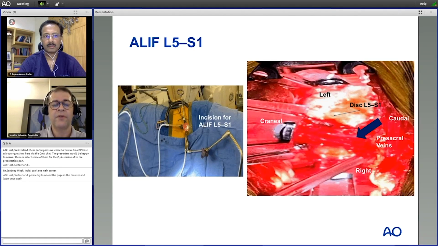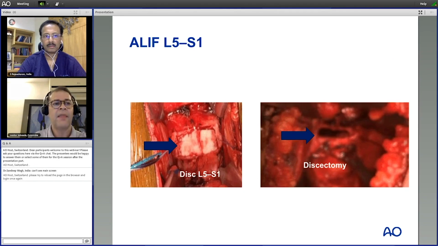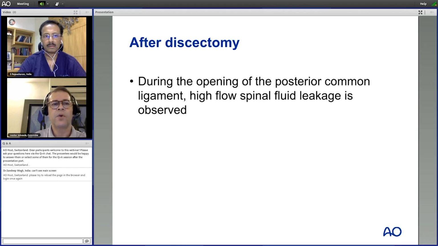Here you can see the incision for the first step, the L5-S1. You can see here the presacral veins and the midline reference in this case, in the space L5-S1. And then the disc exposure is similar to the anterior cervical discectomy. You can see here on the right the space of the discectomy in the L5-S1. And when the anterior common ligament and some osteophyte are resected, abundant liquid is evident at this moment.